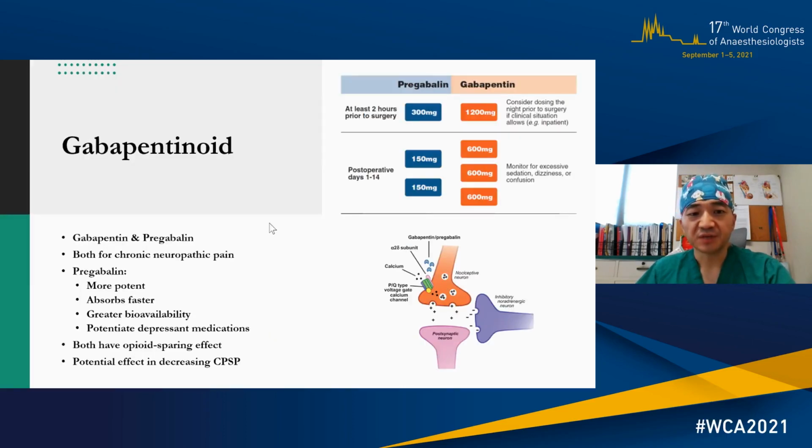Although in recent years, perioperative abuse of gabapentinoids has become a new problem, for those surgeries that may cause significant nerve injuries, such as thoracoscopy, mastectomy, and so on, either gabapentin or pregabalin still needs to be considered for the prevention of chronic post-operative pain.